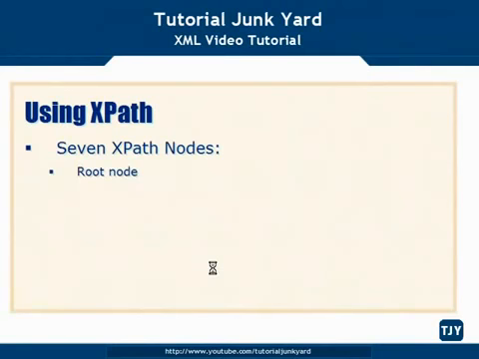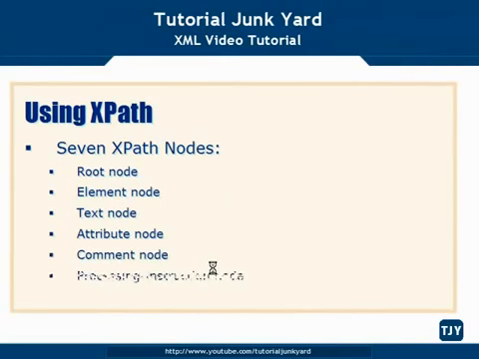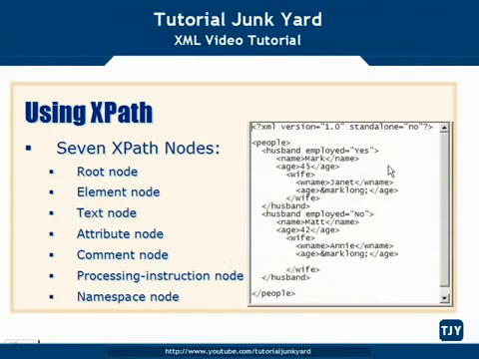The first one is the root node. The second one is the element node. And I'm just going to list these and then we'll go back and look at them and show them to you graphically. The text node, number 3. Number 4 is the attribute node, the comment node, the processing instruction node, and then finally the namespace node. Now we've talked about all of these so far in the course, but let's take a look at them as compared to an actual XML file and map them out for you.